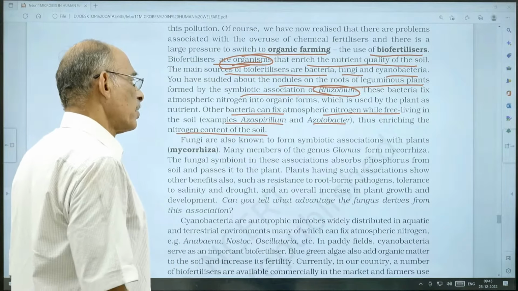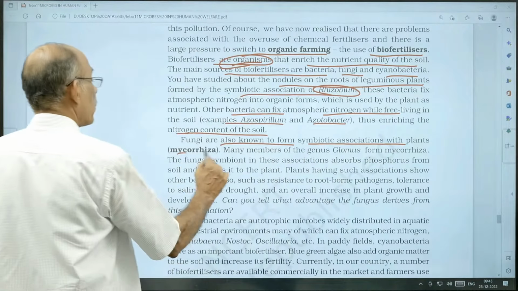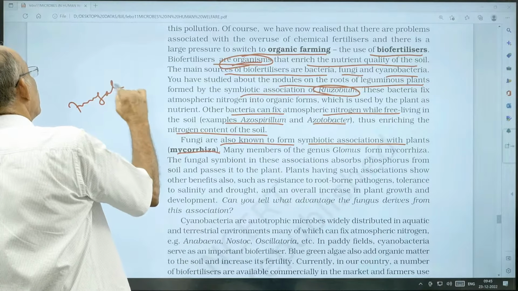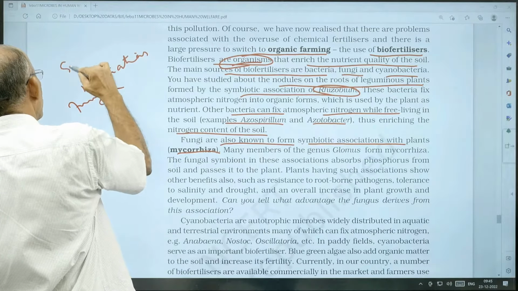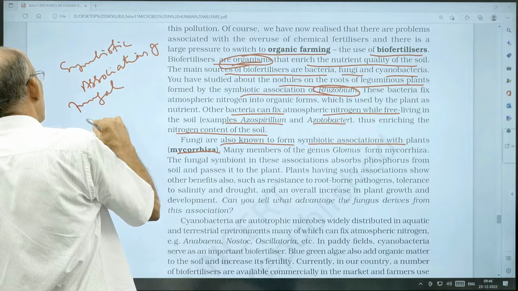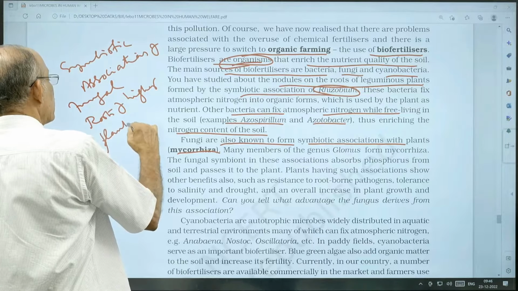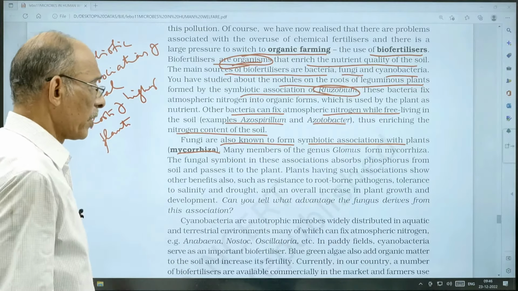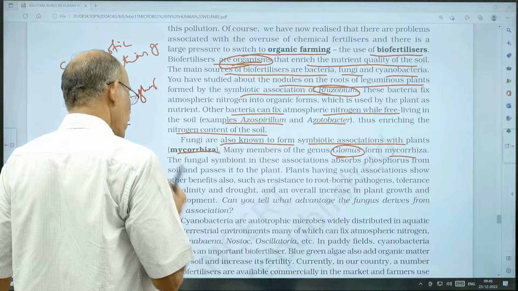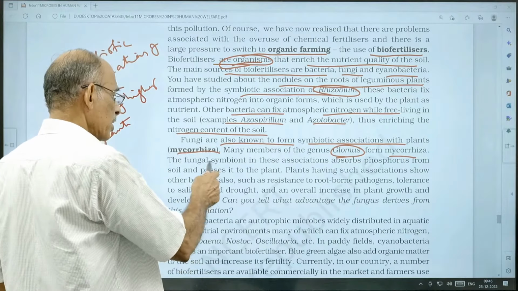Fungi are also known for symbiotic association, the mycorrhiza. Mycorrhiza is the symbiotic association of fungus and roots of higher plants. This symbiotic association is known as mycorrhiza. And a common fungus which forms mycorrhiza is Glomus.